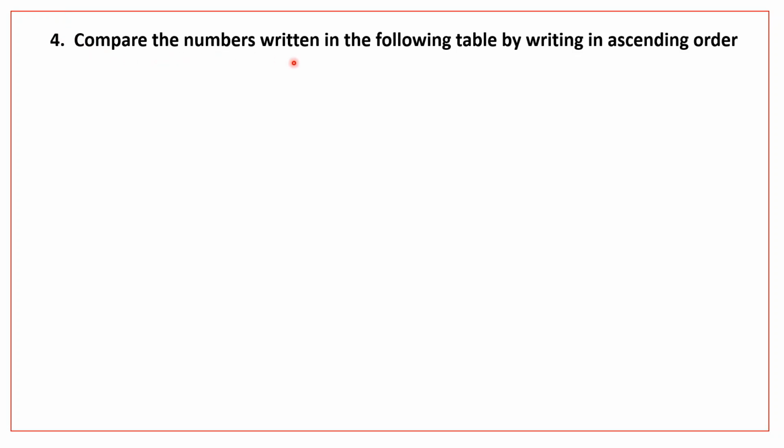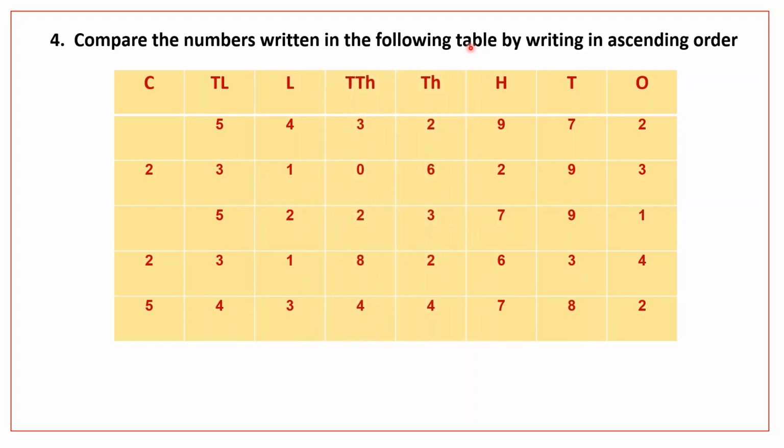Question 4. Compare the numbers written in the following table by writing in ascending order. So a table has been given to us. We have to compare the numbers. Let's look at the table. So this is our table of numbers and we have places shown here from ones to crores. Now we have to compare these numbers given to us. That is, we need to see which is the smallest, which is the biggest, and we have to write it in ascending order.